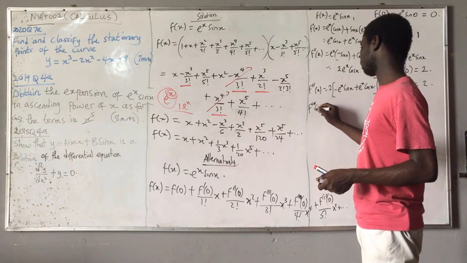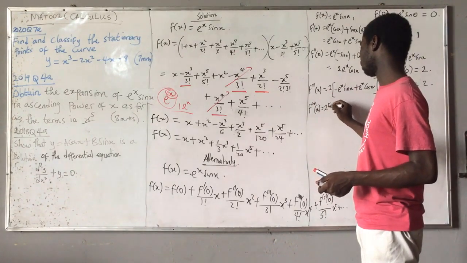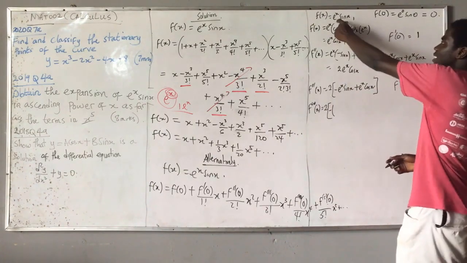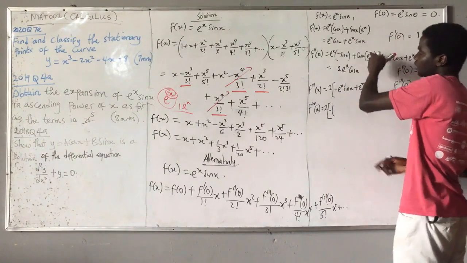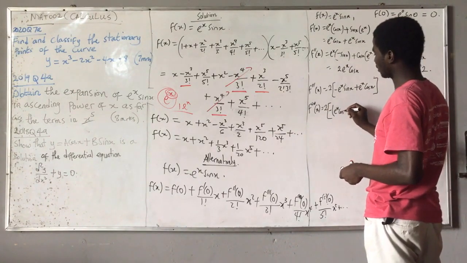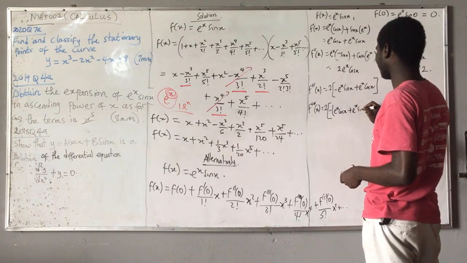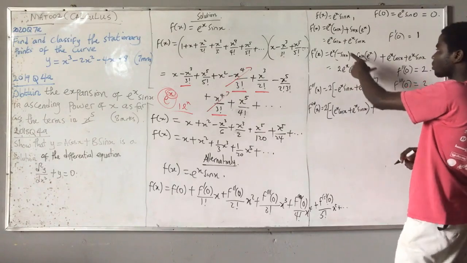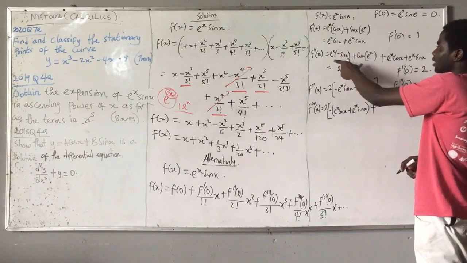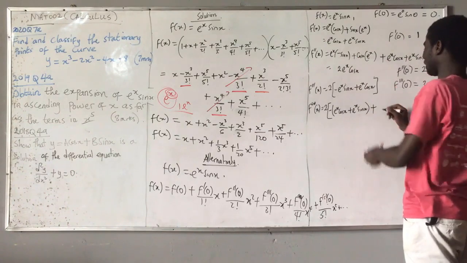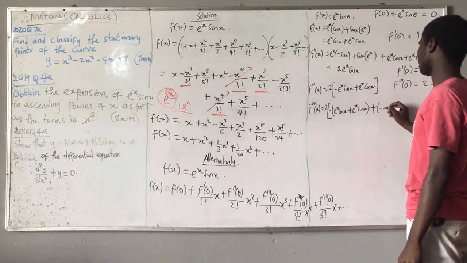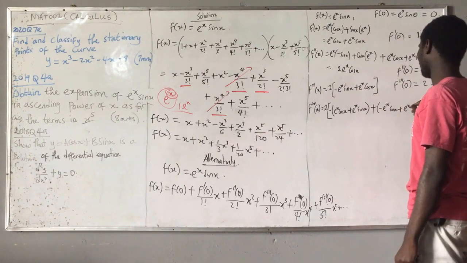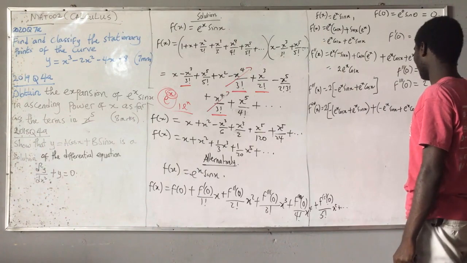F4. Do as if the minus is not there. If you differentiate e raised to power x sin x, what do you have? You have e raised to power x cos x plus e raised to power x sin x. Differentiate e raised to power x cos x. When I have e raised to power x cos x here, this is the answer I got: minus e raised to power x sin x plus e raised to power x cos x. That's what I got, right?